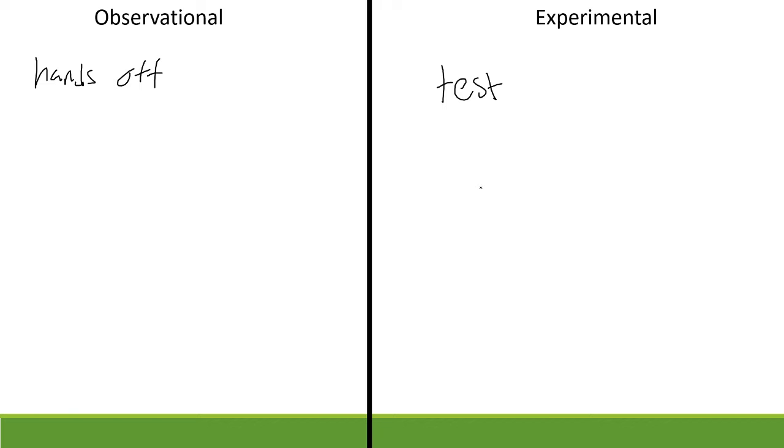So in an experimental setup, you're seeing the effects of something or comparing the effects of something, whereas with observational, you're simply saying, okay, we're going to observe what happens in this situation. So again, experimental means you do something to the test subjects. Observational means you don't.